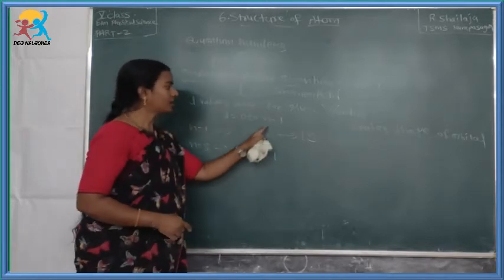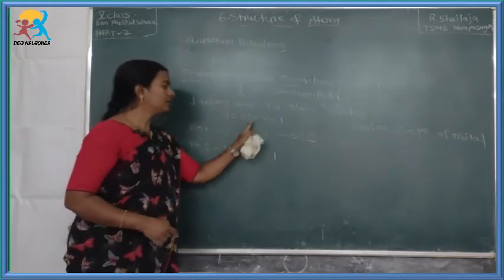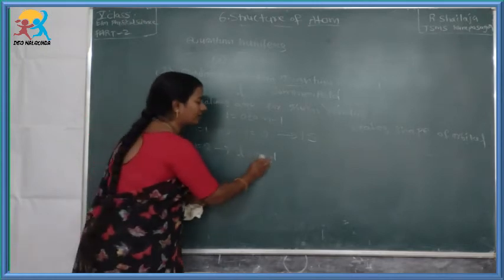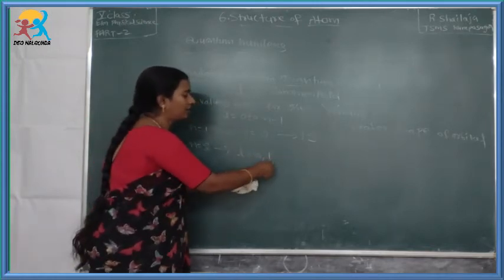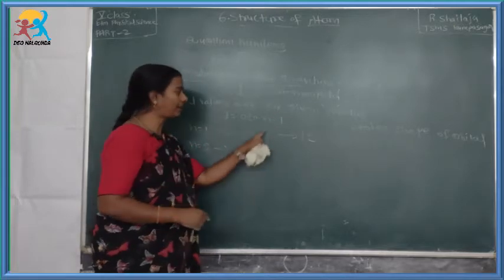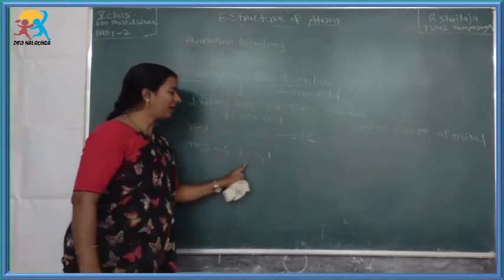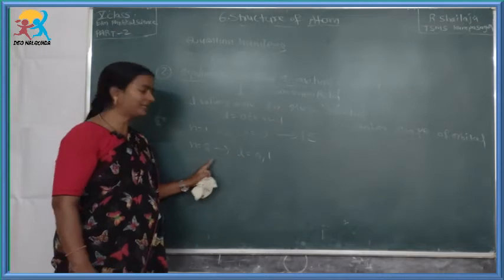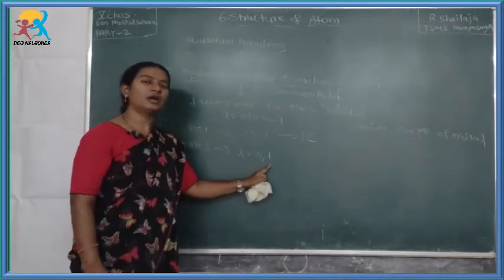Okay, 0 and 0 after 1. 0, the next one is 1. Okay, and next one you see 2 minus 1. Okay, 2 minus 1 means up to 2 minus 1 we have tried. So, how many values for n equals 2? For L, the values are 0 and 1.